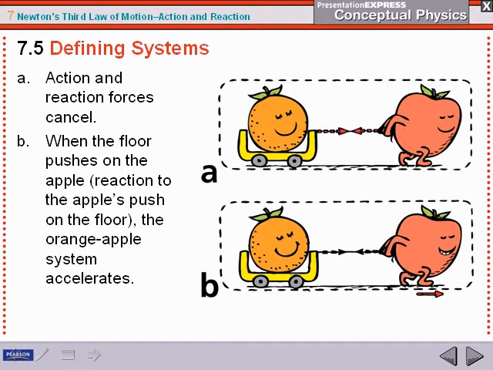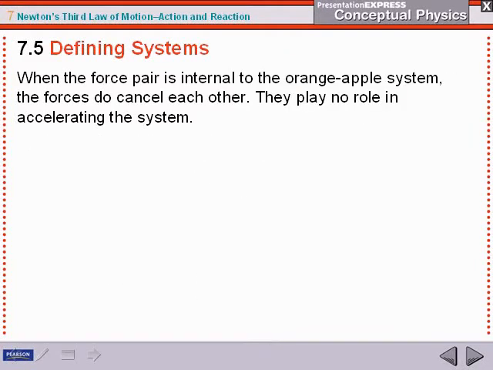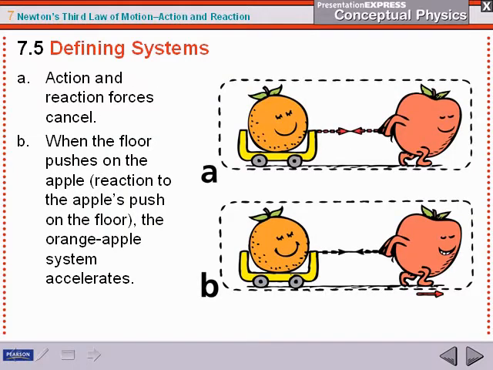But if the apple were to push on the ground, the orange and the apple will accelerate together. This force down here is outside the system. That's the force of the ground pushing back on the apple as the apple pushes on the floor. So when the force pair is internal to the orange-apple system, the forces do cancel and they don't accelerate the system at all. That would be this force right here. It's internal to the system, so the forces do cancel.